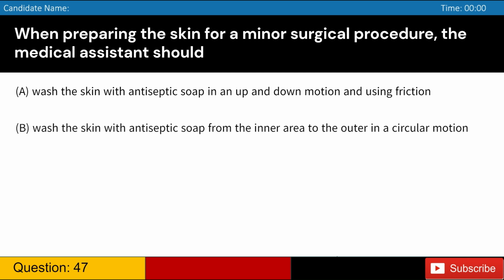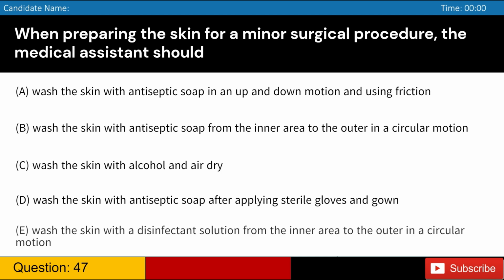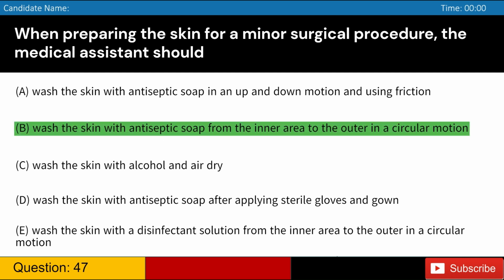B. Wash the skin with antiseptic soap from the inner area to the outer in a circular motion. C. Wash the skin with alcohol and air dry. D. Wash the skin with antiseptic soap after applying sterile gloves and gown. E. Wash the skin with a disinfectant solution from the inner area to the outer in a circular motion. Answer B. Wash the skin with antiseptic soap from the inner area to the outer in a circular motion.